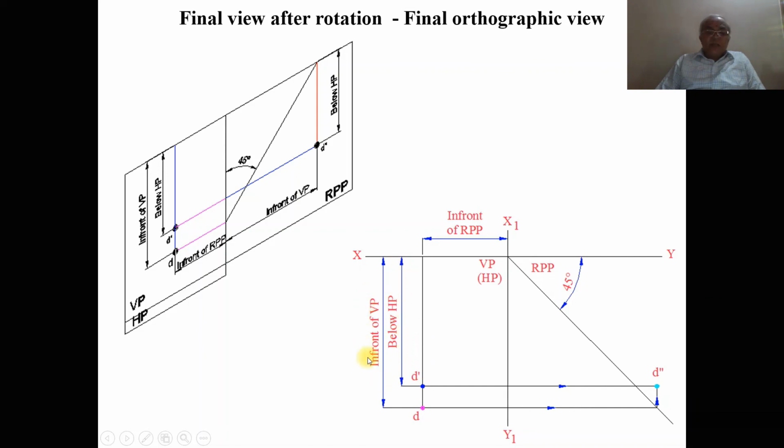That means the distance here, in front of VP, is more than the below HP. That is the reason why it is coming like this. Sometimes below HP will be more and in front of VP will be less. Conceptually, this is the drawing.